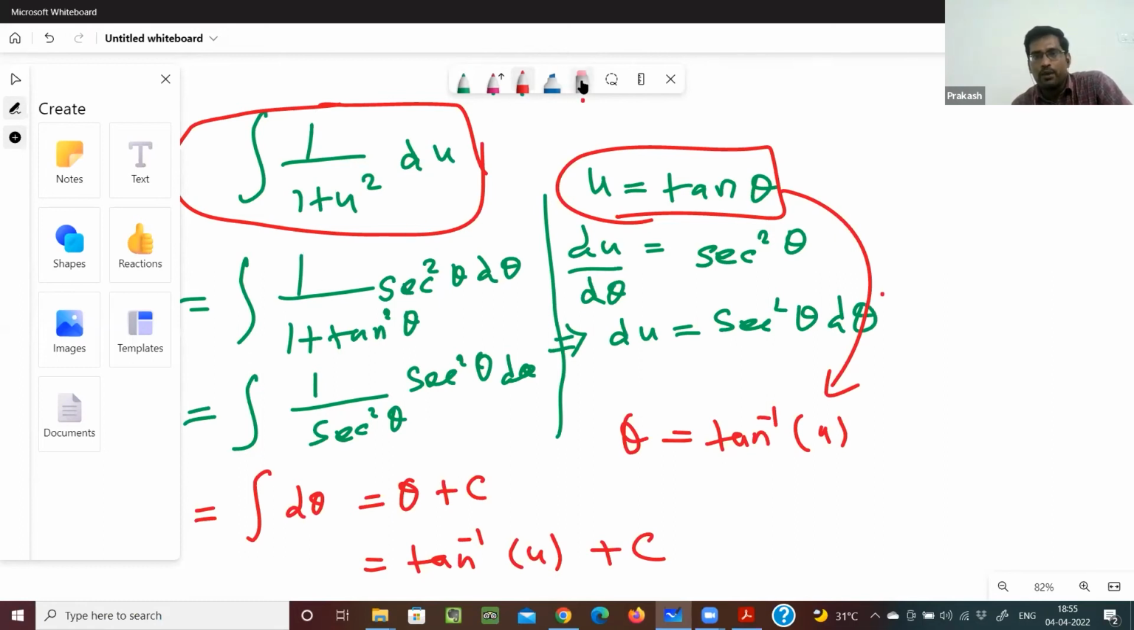In a similar way, this is one way. Suppose here I take some constant, the integral of 1 by a square plus u square.